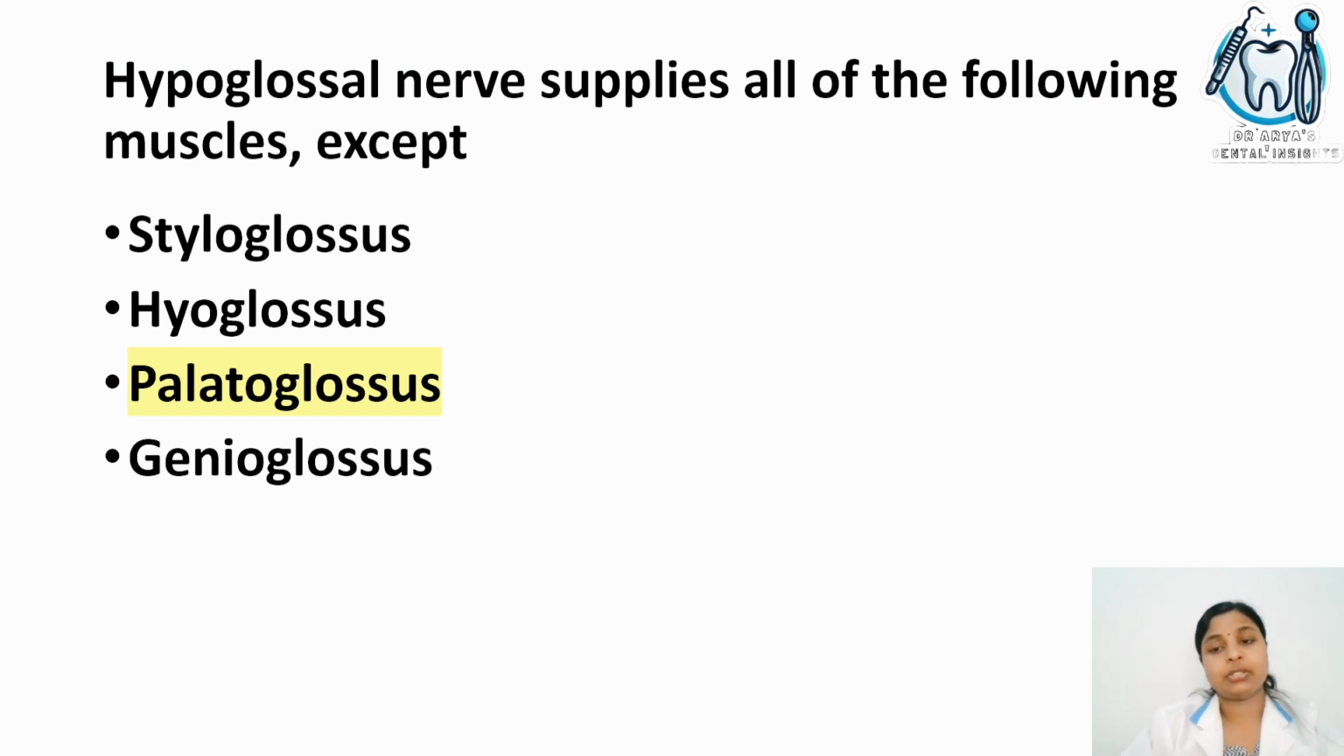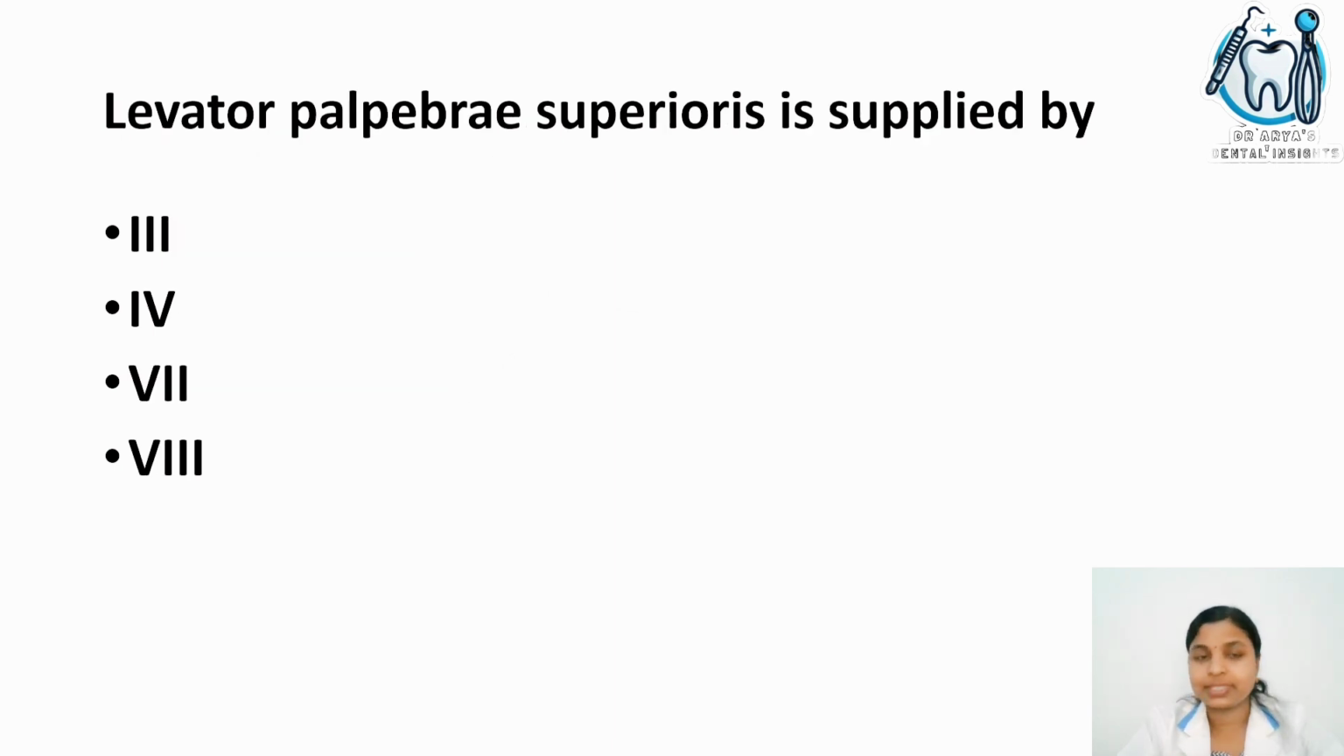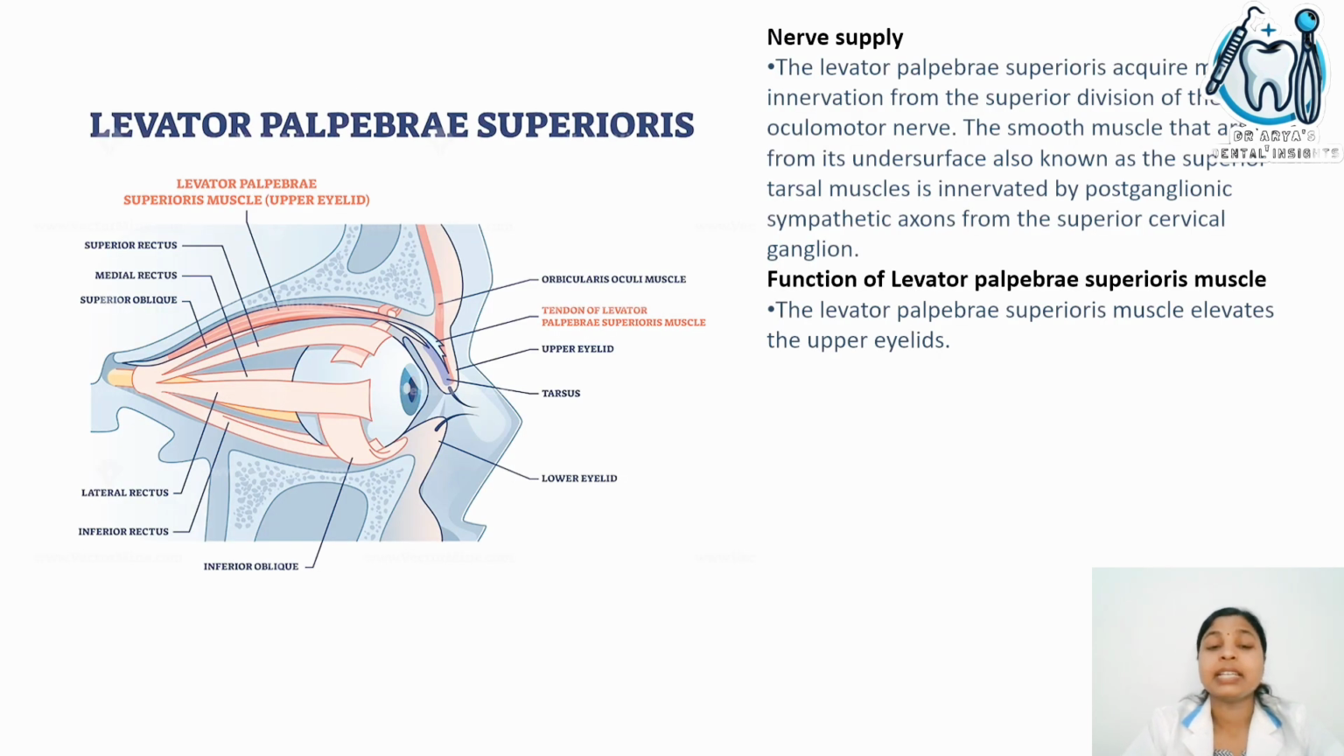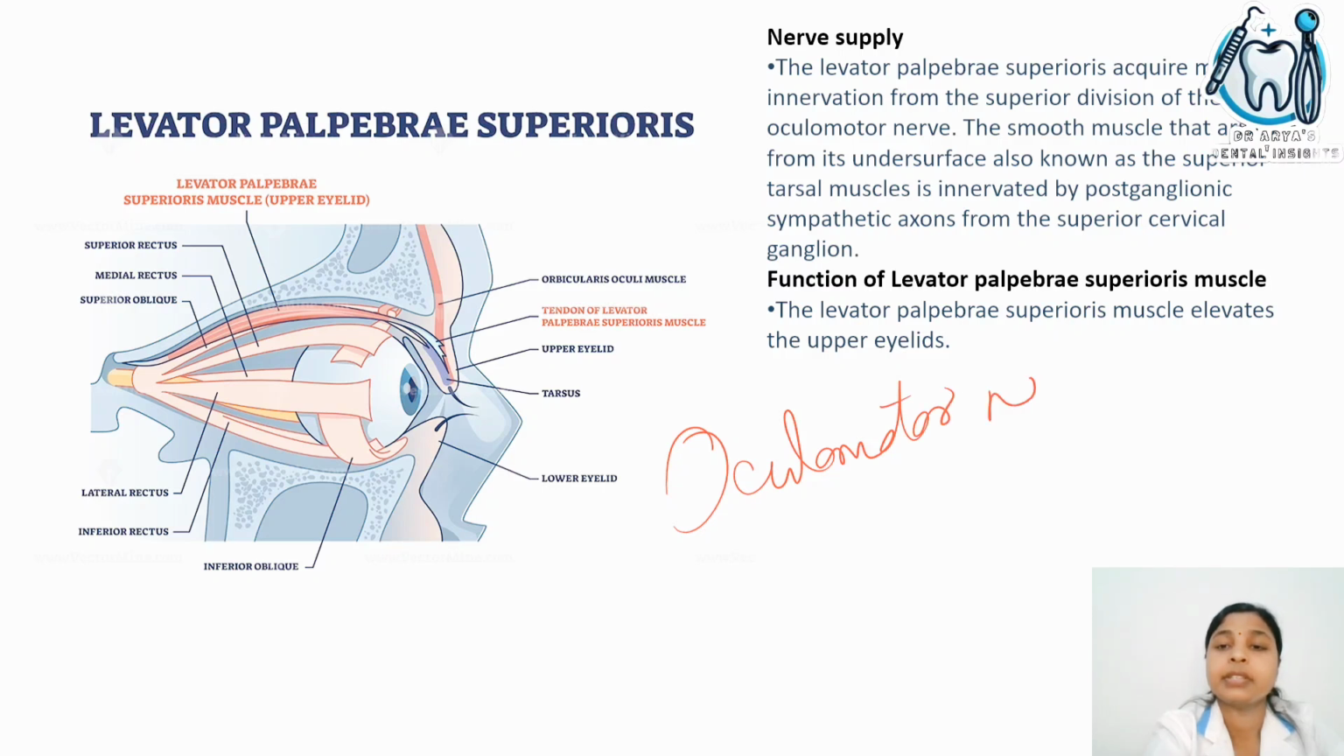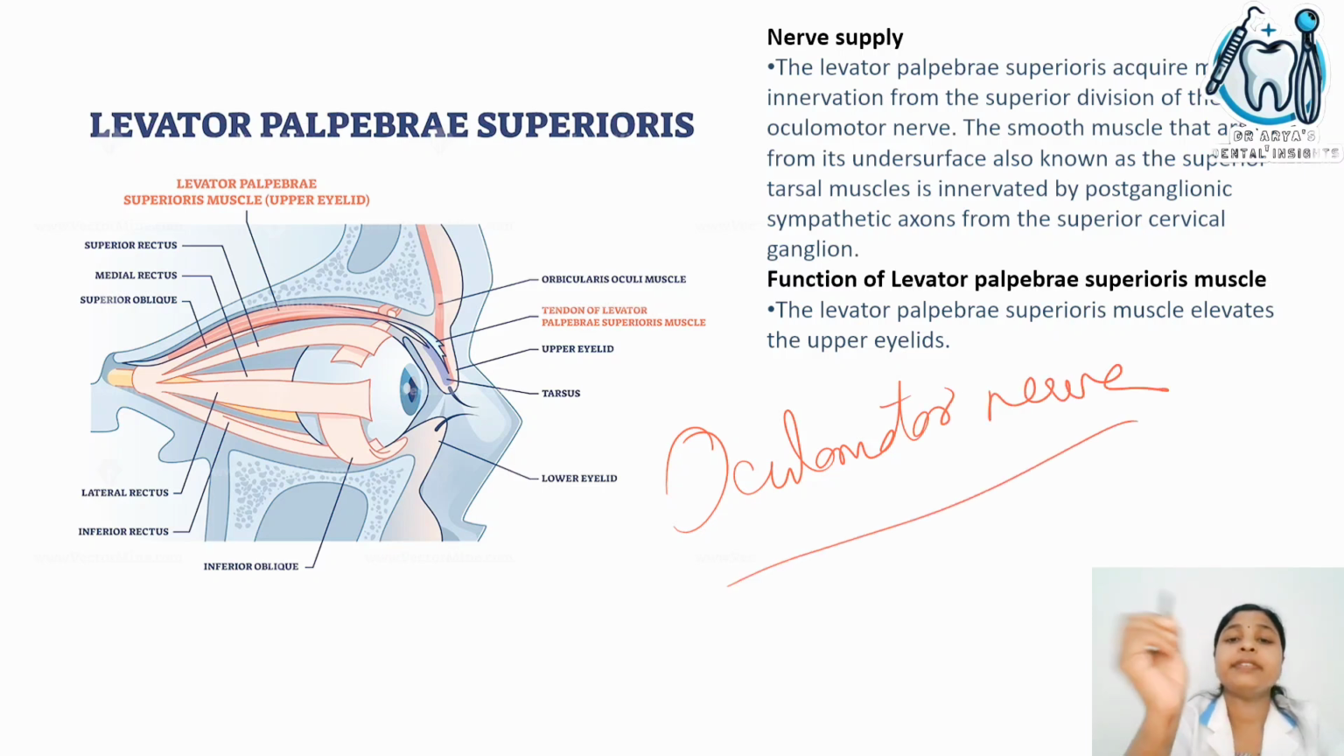So the answer is palatoglossus. The next question is: levator palpebrae superioris is supplied by which nerve? The options are the 3rd, 4th, 7th and 8th cranial nerves. So which one is that? Levator palpebrae superioris is a muscle of facial expression, but it is supplied by the oculomotor nerve. So levator palpebrae superioris is supplied by the oculomotor nerve.